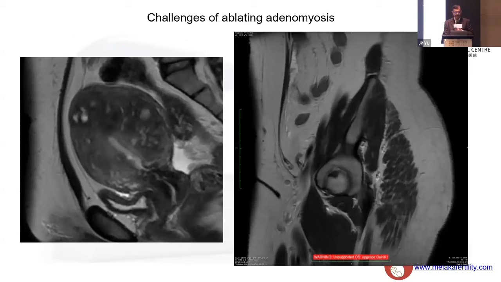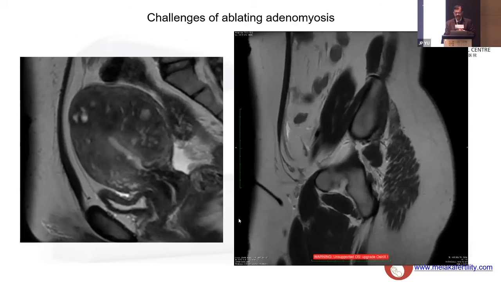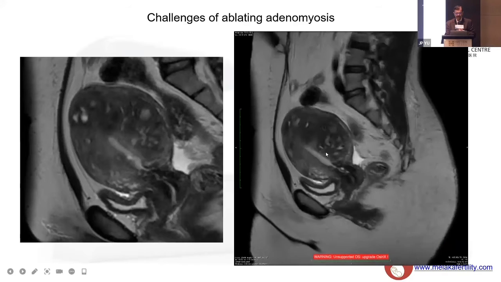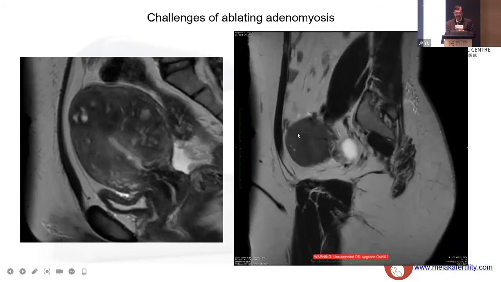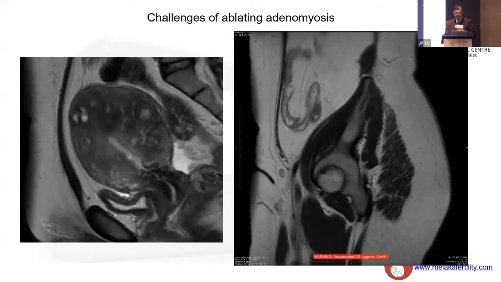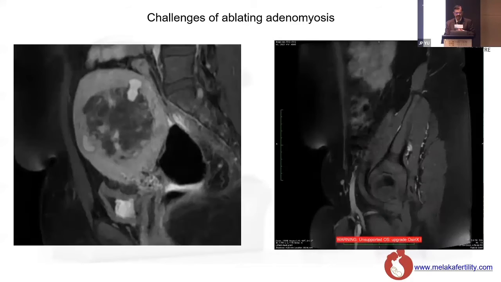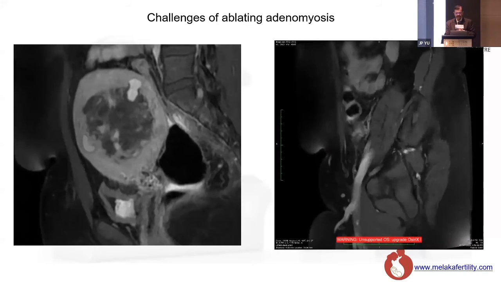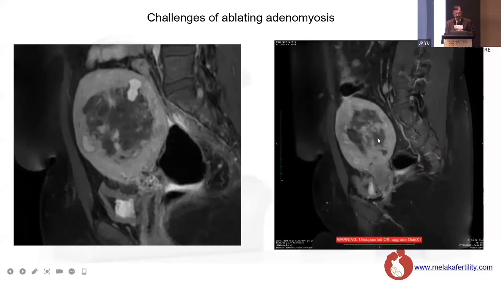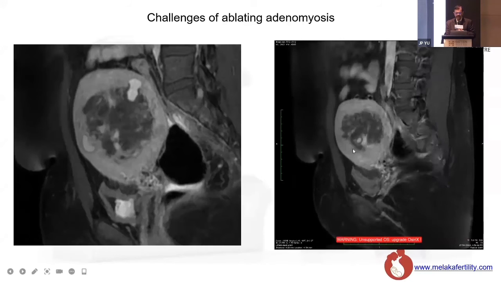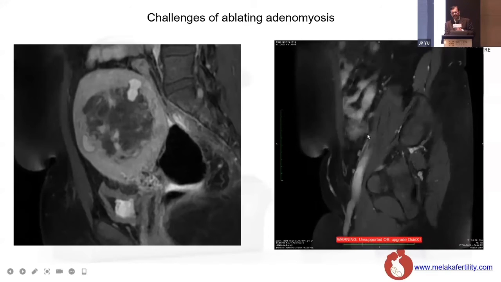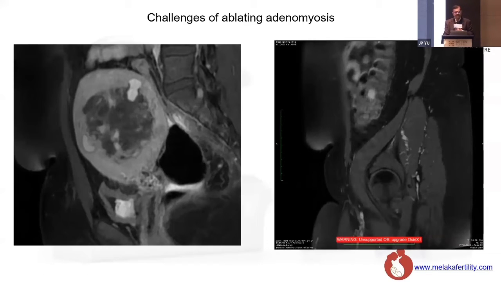So here you can see some of the challenges. This is a patient with something called global adenomyosis. You can see cystic areas. The adenomyosis is all around. And when I do the ablation, and this is post HIFU, this is the ablation, it's very difficult to control it, and part of the endometrium will be affected. And if that happens, what is going to happen to this patient's fertility potential?